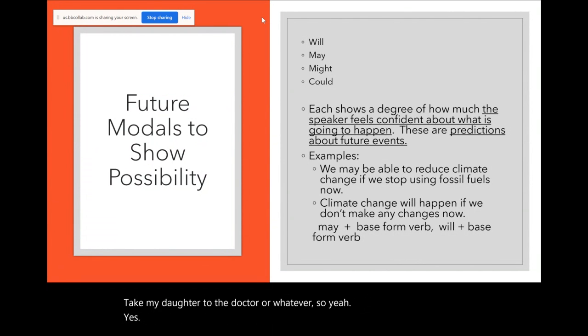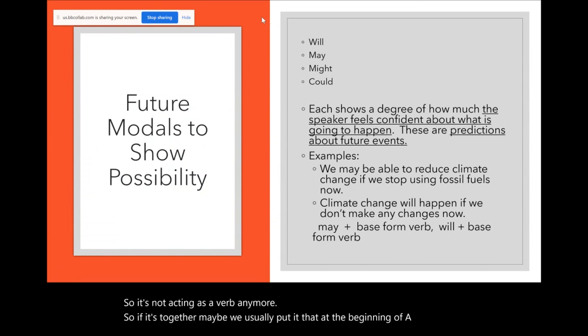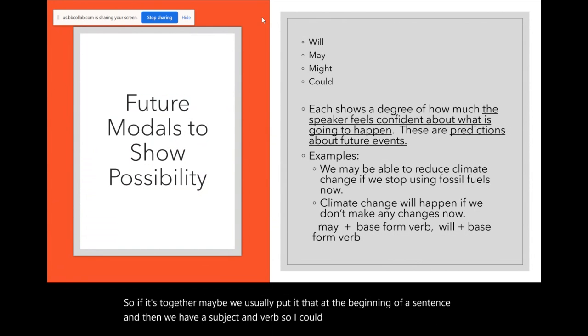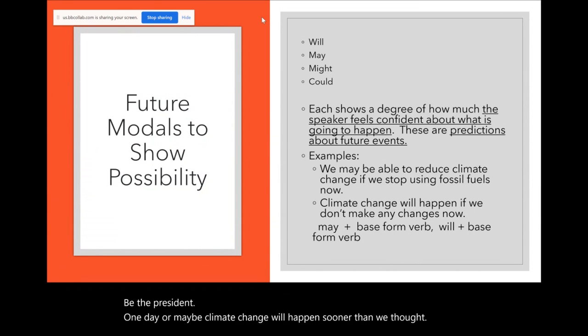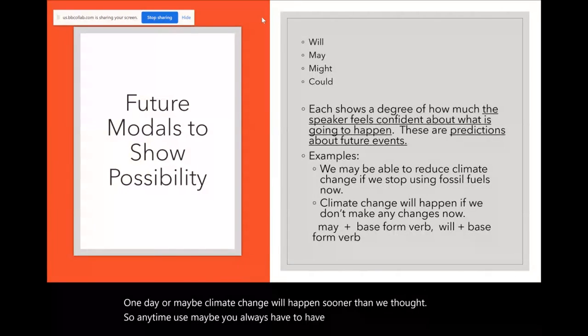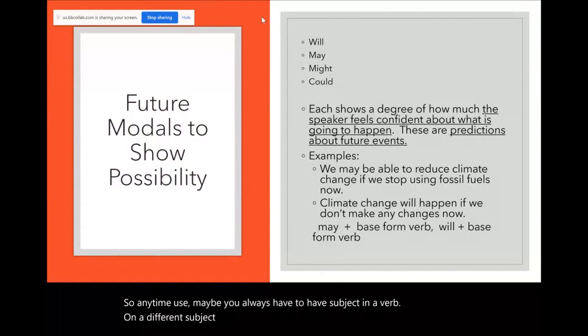Yes. What about maybe? The word, those two words together. I know that's grammar, but I'm still confused. Well, yes, maybe when it's together as one word, that is actually an adverb. So it's not acting as a verb anymore. So if it's together, maybe we usually put that at the beginning of a sentence, and then we have a subject and verb. So I could say, maybe I will be the president one day, or maybe climate change will happen sooner than we thought. So anytime you use maybe, you always have to have a different subject and verb in the sentence, because maybe is not a verb.